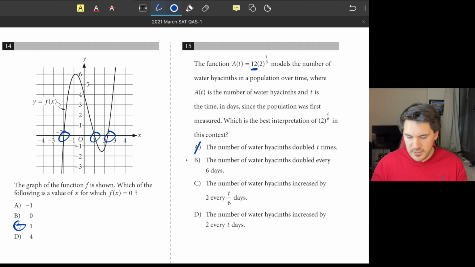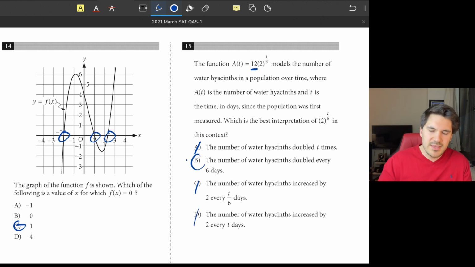C, the number of water hyacinths increased by 2 every 2 over 6 days. This is a tempting answer choice, but if you plug numbers in, it ends up not working the way B works. And D is also just incorrect. So B is the answer.